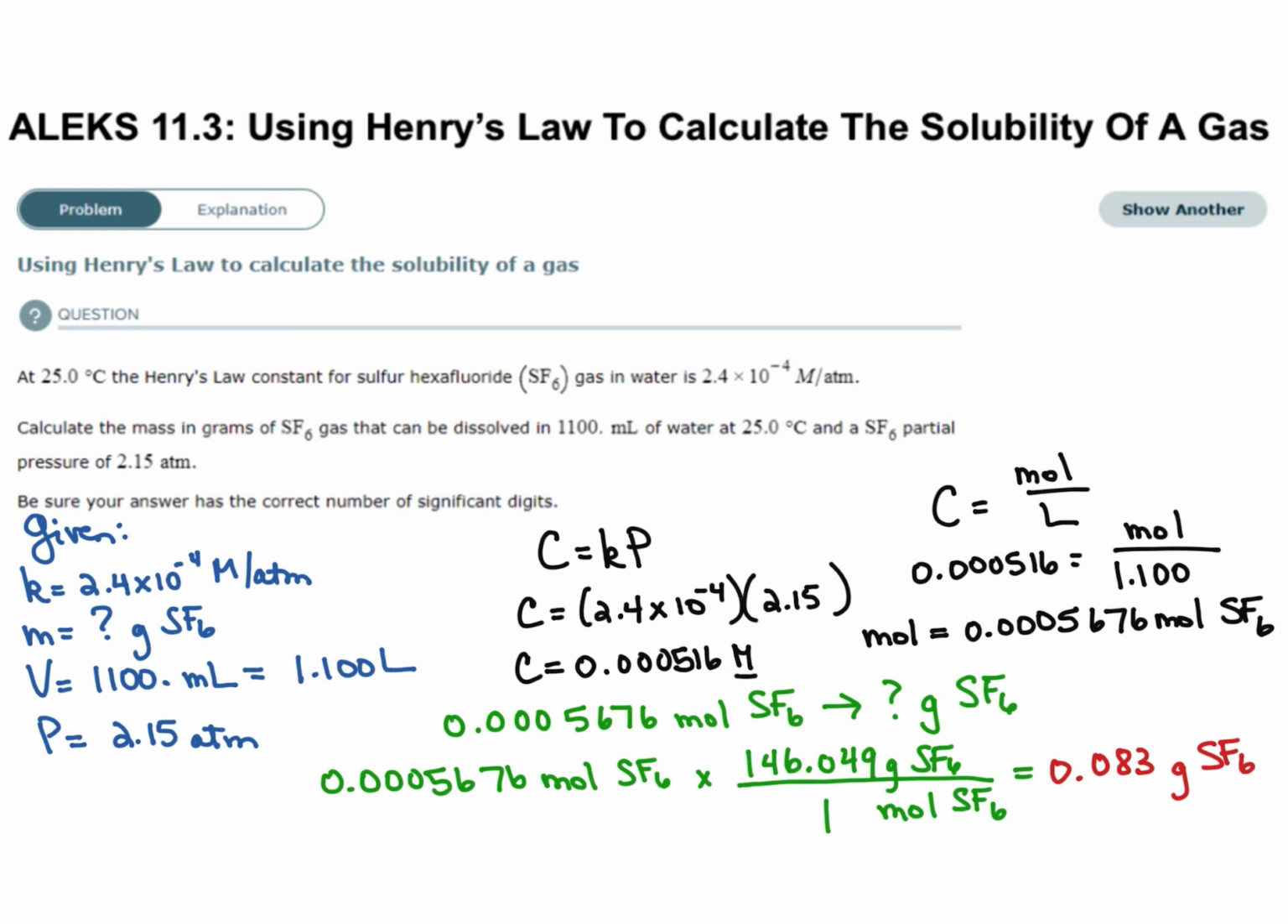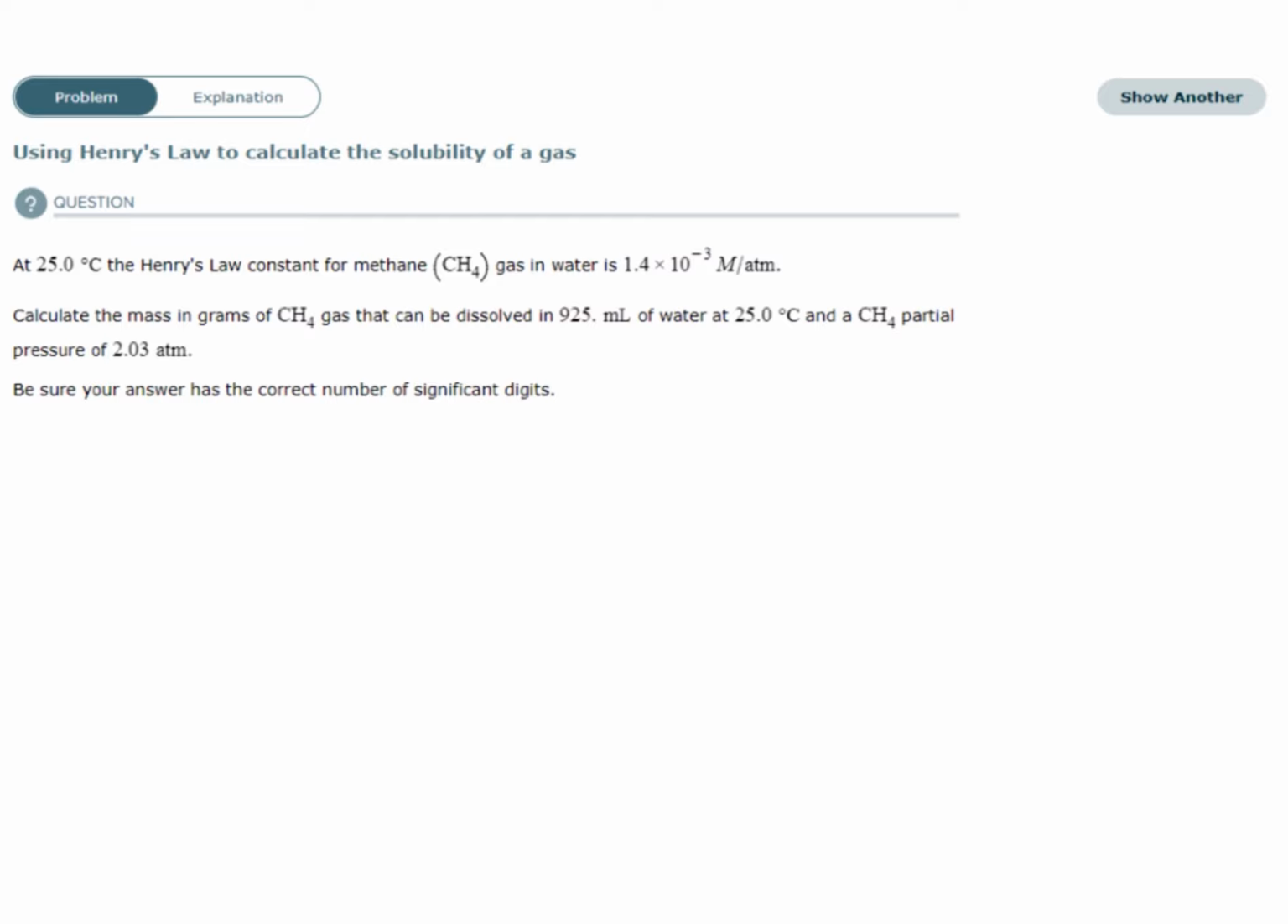Let's take a look at another example. At 25 degrees Celsius, the Henry's law constant for CH4 gas is 1.4 times 10 to the negative 3 molarity per atm. Calculate the mass in grams of CH4 that can be dissolved in 925 milliliters of water at 25 degrees Celsius and a CH4 partial pressure of 2.03 atm.